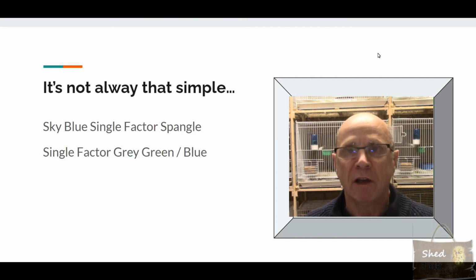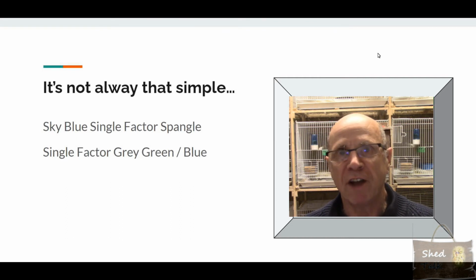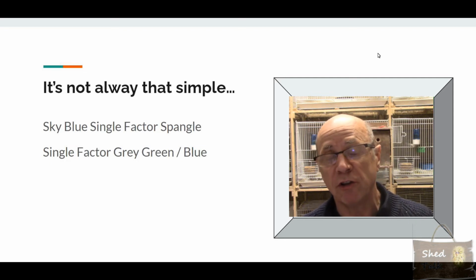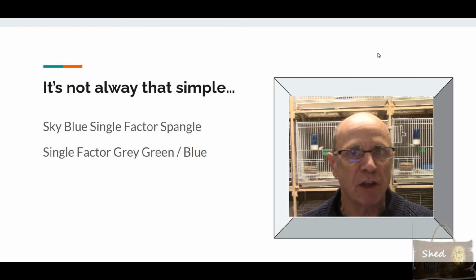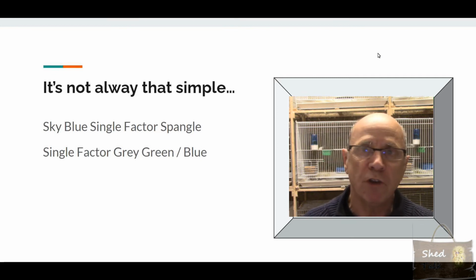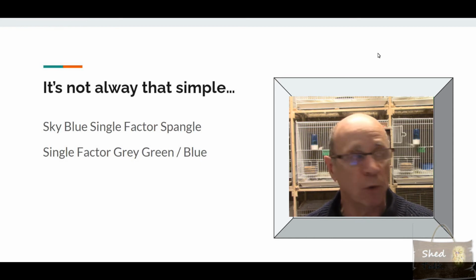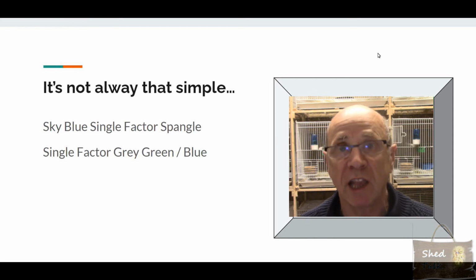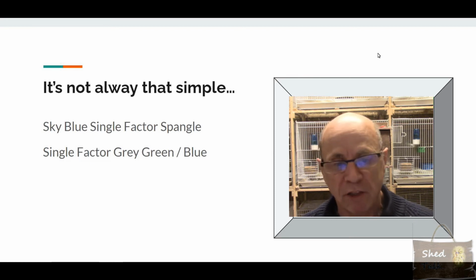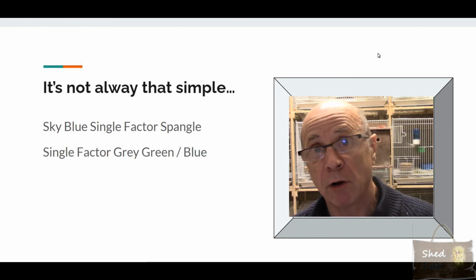I know that because the grey gene is dominant, there's no real difference between a single factor and a double factor grey-green. However, from the point of view of working out the inheritance, it is important to know whether the bird is a single factor or a double factor for the mutated grey allele. So that's what we're going to look at: a sky blue single factor spangle and a single factor grey-green split for blue.